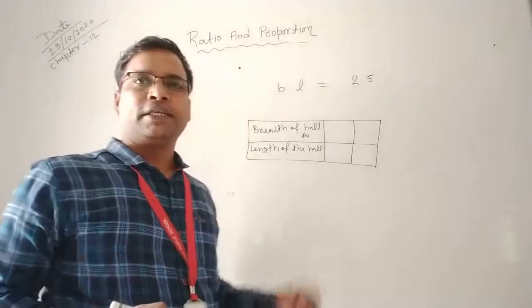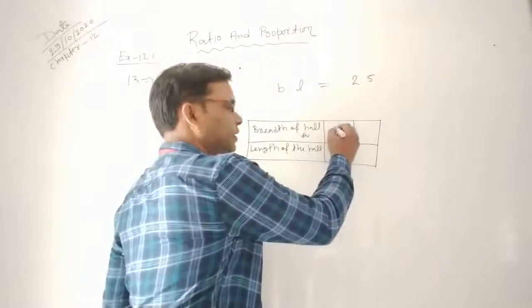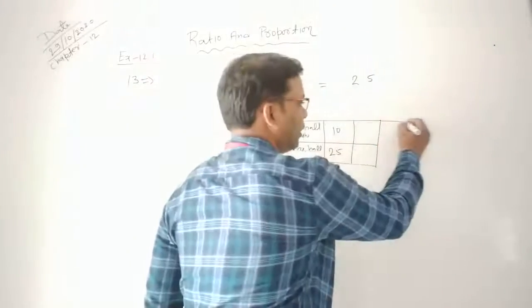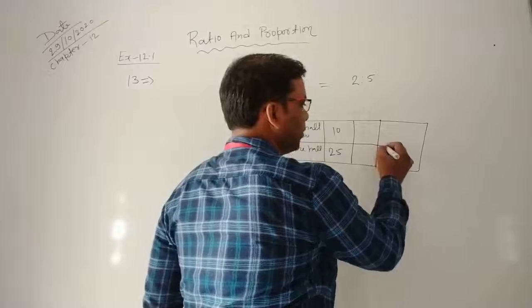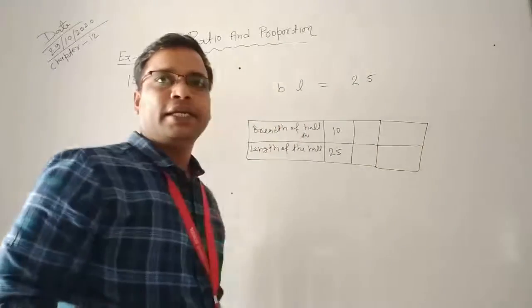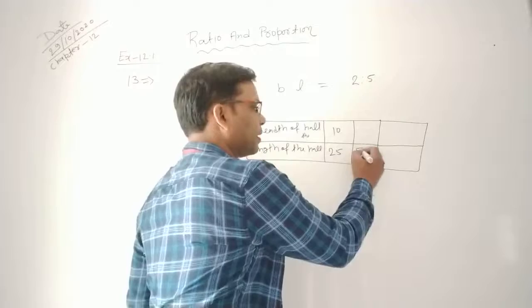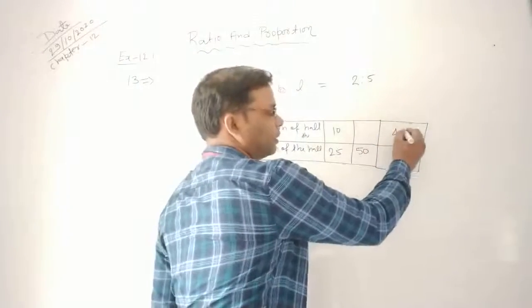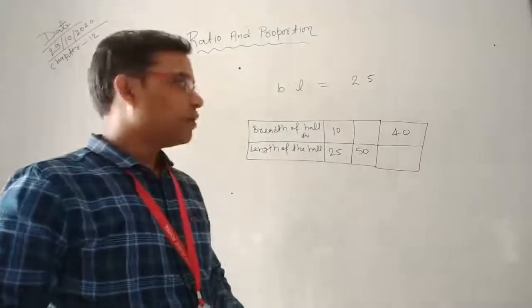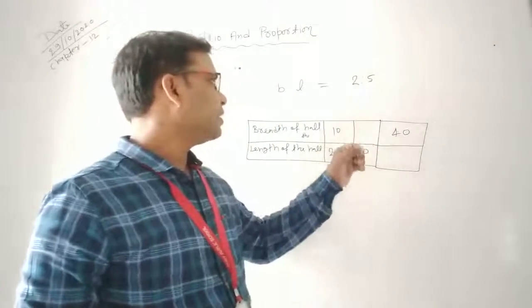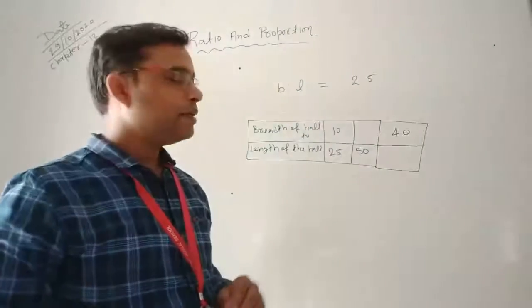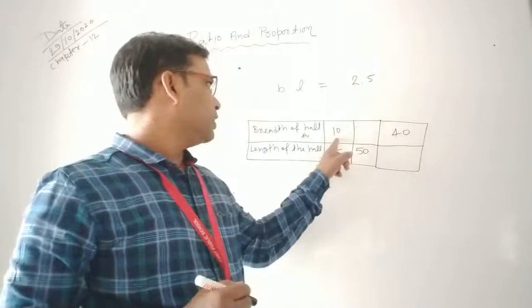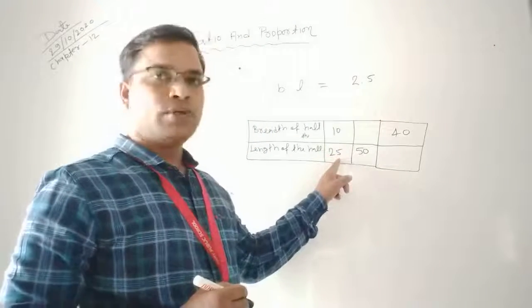And here it is given 10 and 25. This is 10, and this is 25. This is clear. Now again one table is given. In the second, this is 50, and this is 40. Now we need to complete this table, and the ratio of breadth to length is given. If breadth is 2, then length is 5. So here breadth is 10, so length is 25.